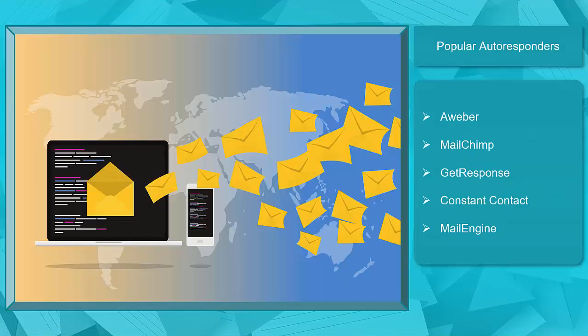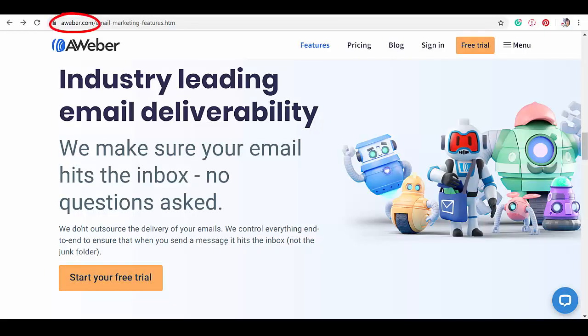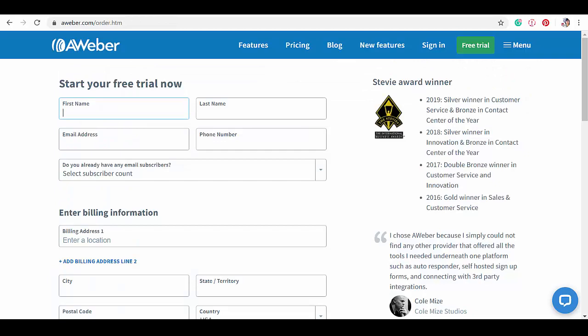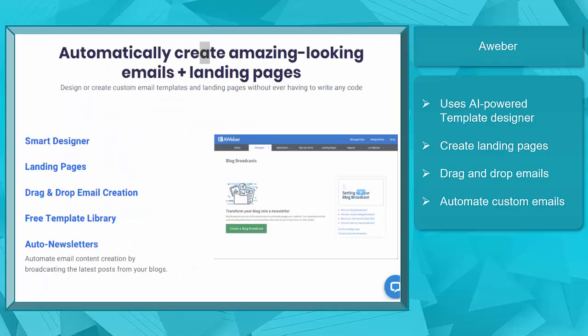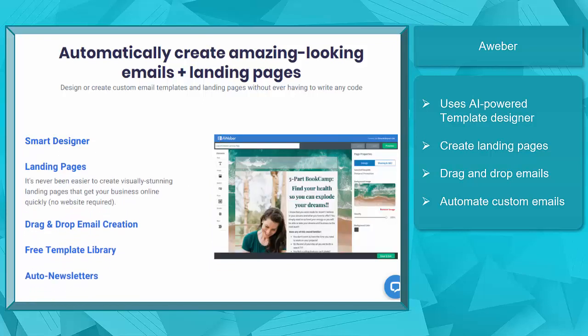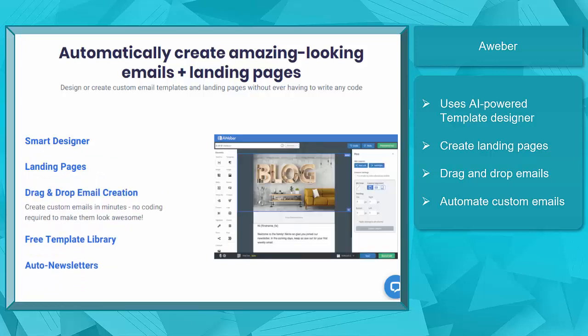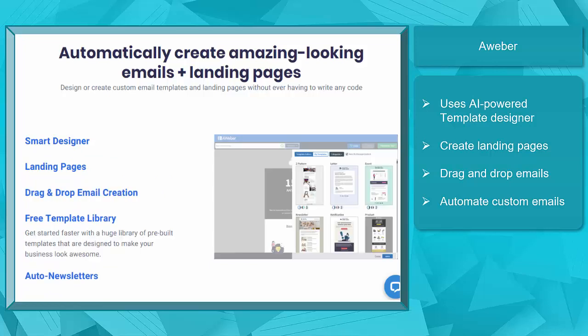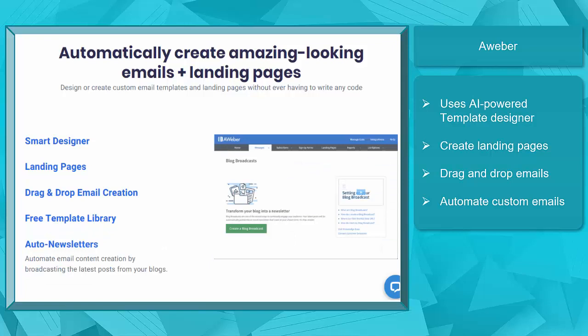Let's look at some autoresponders that you can try. First is Aweber. Go to aweber.com and click on the free trial button to try it for 30 days. Click on the Features button to get an overview of the functions of Aweber that will be useful for your business. You'll see a thumbnail of their interface. Aweber is an AI-powered email template designer, allowing you to create landing pages, drag and drop custom emails, choose from the templates library, and automate email content.